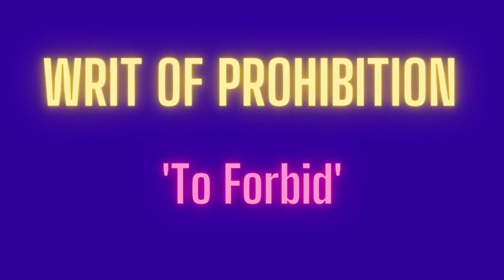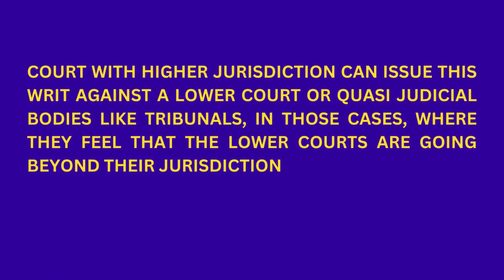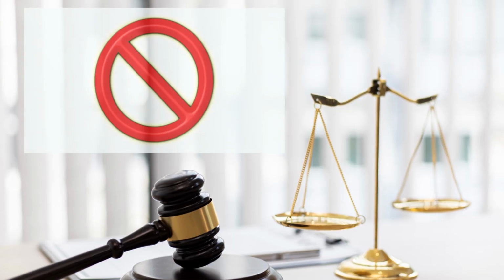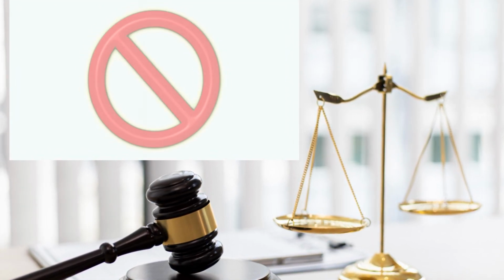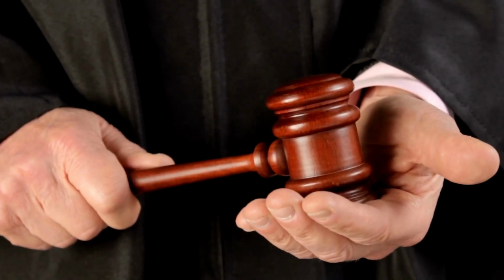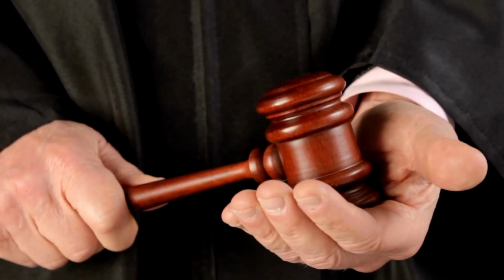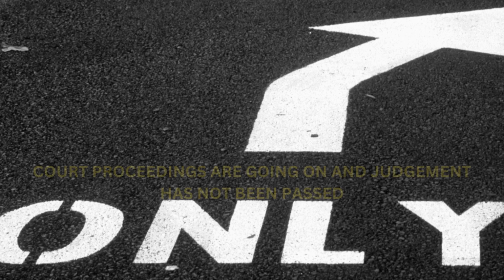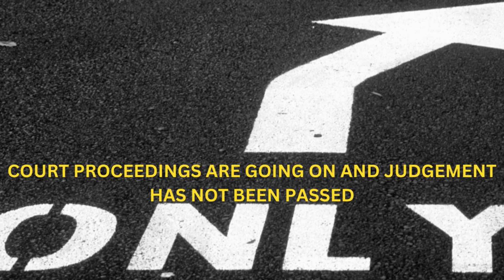Then comes the writ of prohibition. Prohibition means to forbid. Here, the court with a higher jurisdiction can issue a writ, that is the writ of prohibition, against a lower court or quasi-judicial bodies like tribunals. In those cases where they feel that the lower courts are going beyond their jurisdiction, it prohibits those courts from continuing with their proceedings. It is very important to note here that this writ can only be issued in those cases where the proceedings are still going on and the judgment has not been passed by the court.